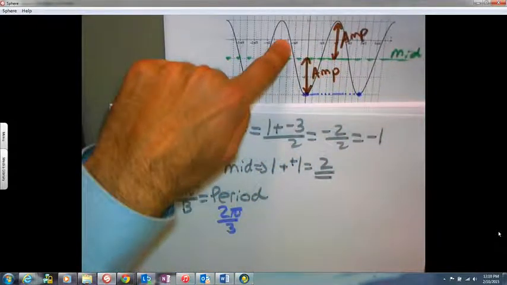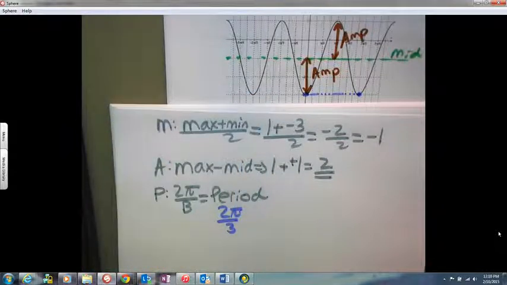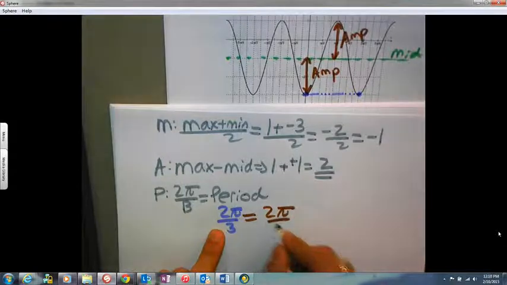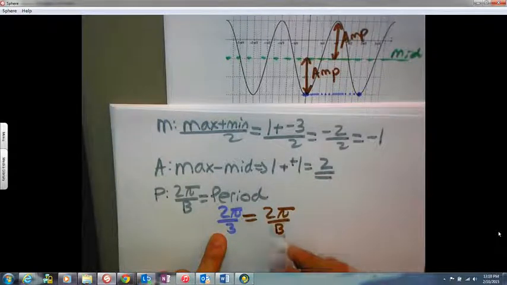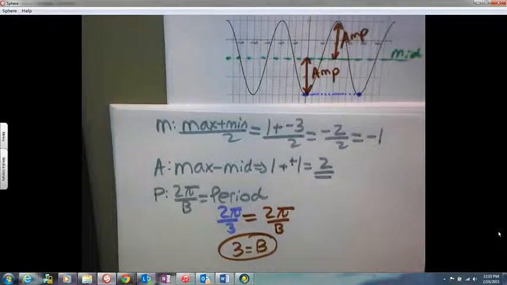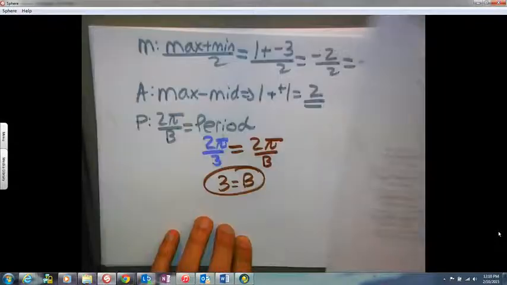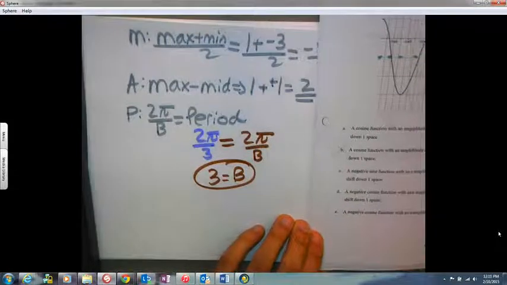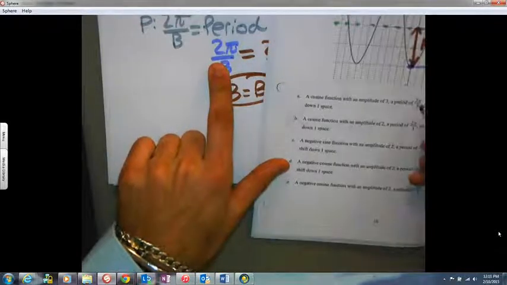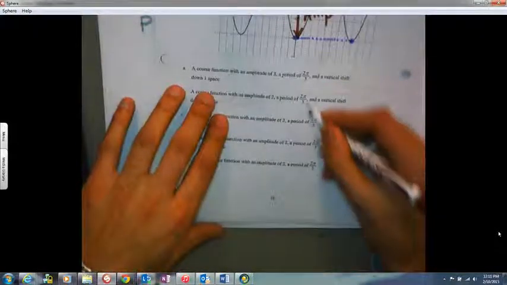So the period, we said, is 2 pi over 3, which is equal to 2 pi over b. You can either cross multiply this if you want to, that's fraction equals fraction, or it is very obvious, b must be 3. And now we might be able to make some progress by eliminating some answer choices. Let's take a look. Well, we know that the period is 2 pi over 3. They all have that. Can't eliminate anything. We know the amplitude is 2, so A is wrong.